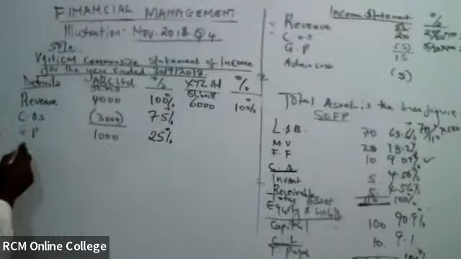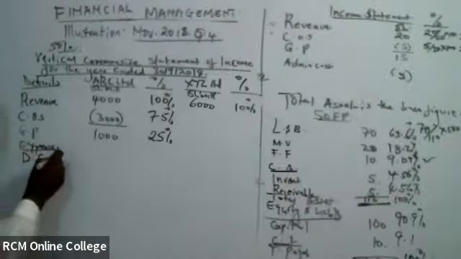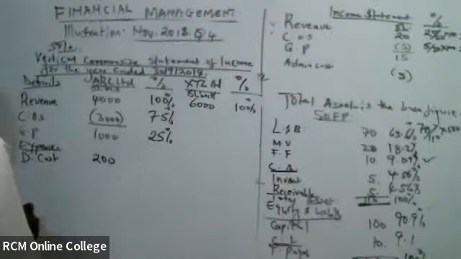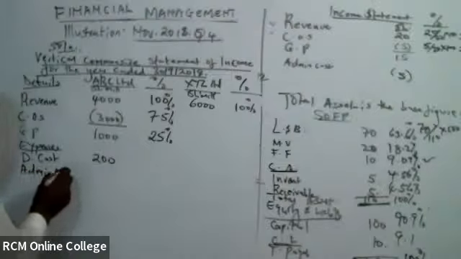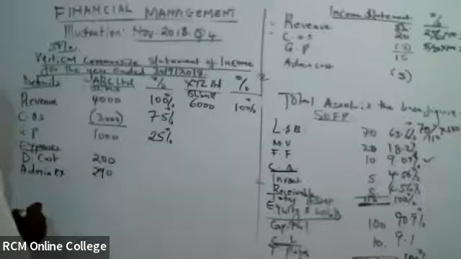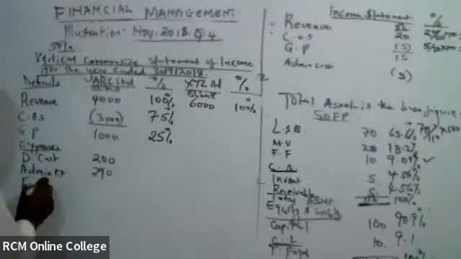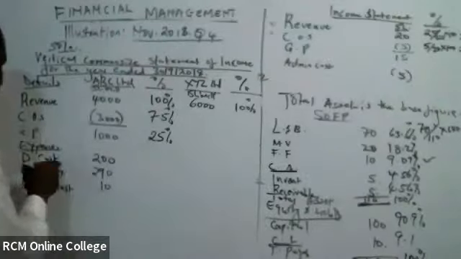Then you move to expenses. We have some expenses here. The first expense is distribution cost, which is 200. I just put them below here. Admin expenses 90. And then we have the other one, which is finance cost, 10.